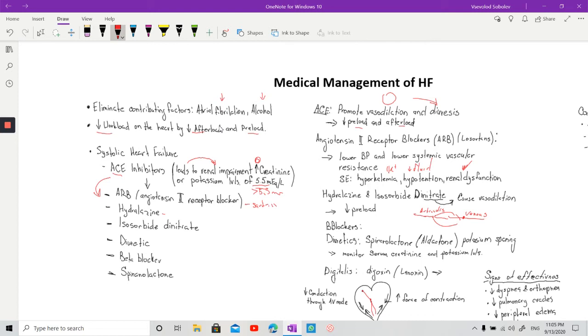We have our diuretics affecting the loop of the nephron, and they block the reabsorption of fluid one way or another, whether it's spironolactone, that's potassium sparing, or whether it's Bumex, that works in the loop of Henle.